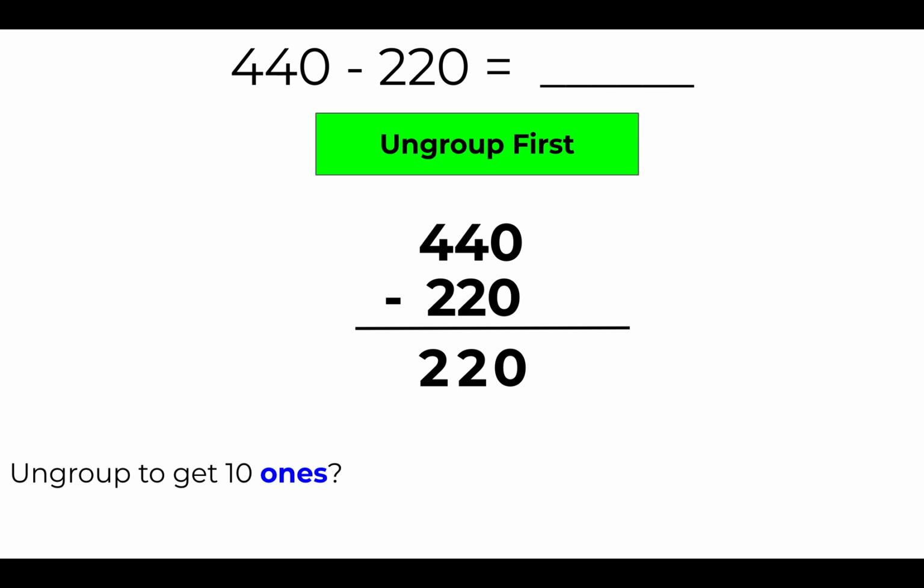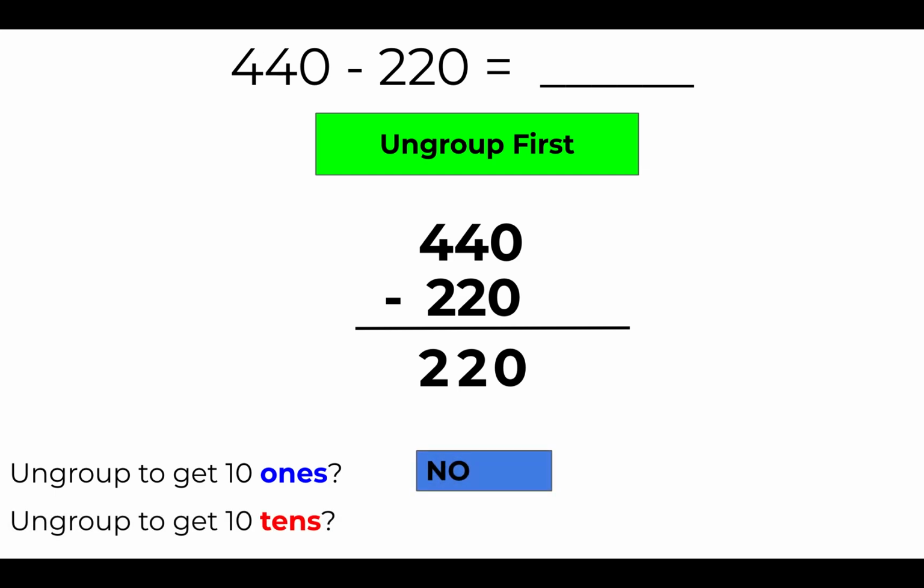Did we ungroup to get 10 ones? No, we did not have to borrow a 10 to get 10 ones. Did we ungroup to get 10 tens? No, we did not have to borrow 100 to get 10 tens. There was no stopping at all.